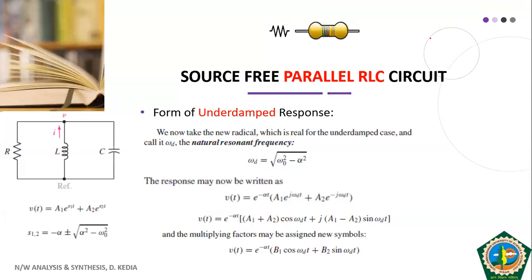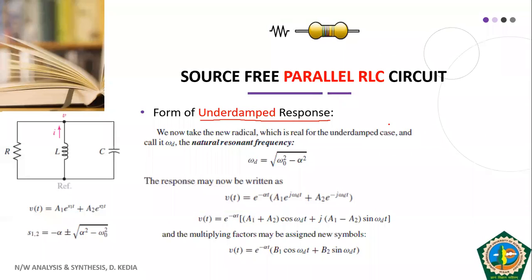So dear students, in the last slide, we had talked about the overdamped response. Now we talk about the underdamped response. And students, as I told you, there are three conditions. One is the overdamped condition, second is the underdamped condition, and third is the critically damped condition. So we have discussed the overdamped condition. Now we will discuss the underdamped condition, and the third condition will be discussed later on.